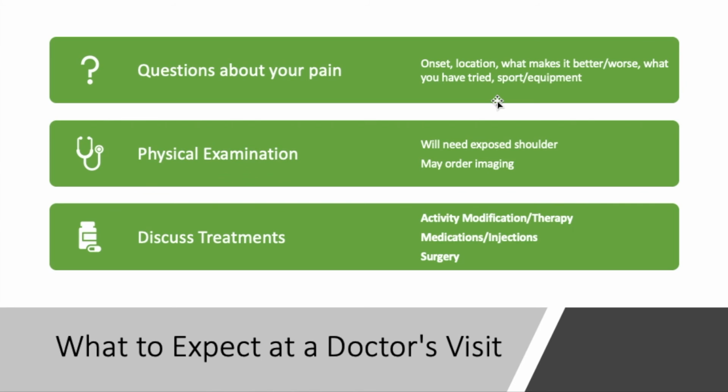An examination will likely need an exposed shoulder, so you can wear appropriate clothing that can expose the shoulder, or they'll have you change into a gown. They may or may not order imaging depending on if it's needed in that situation. And then they'll have a discussion about what sort of treatments are available for you. This may be simple, such as activity modification or physical therapy. They could offer some medications like anti-inflammatories or an injection if it's indicated.